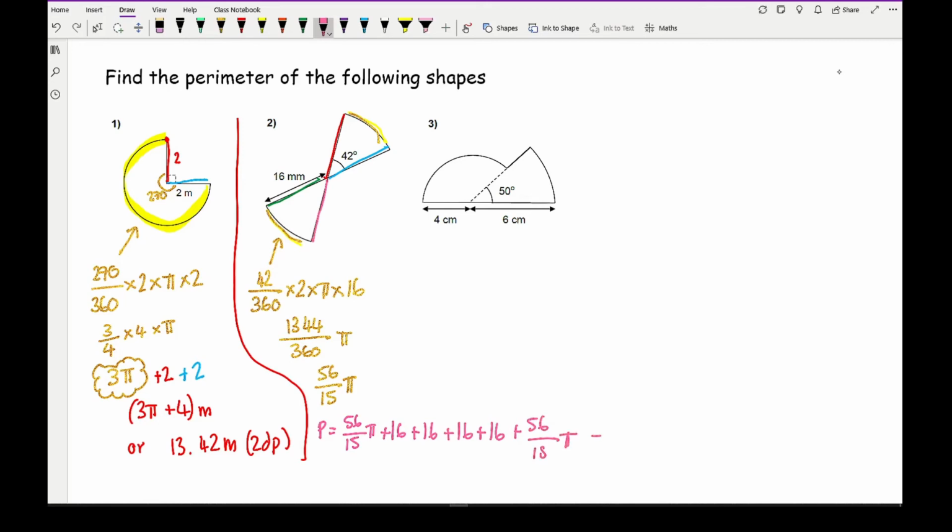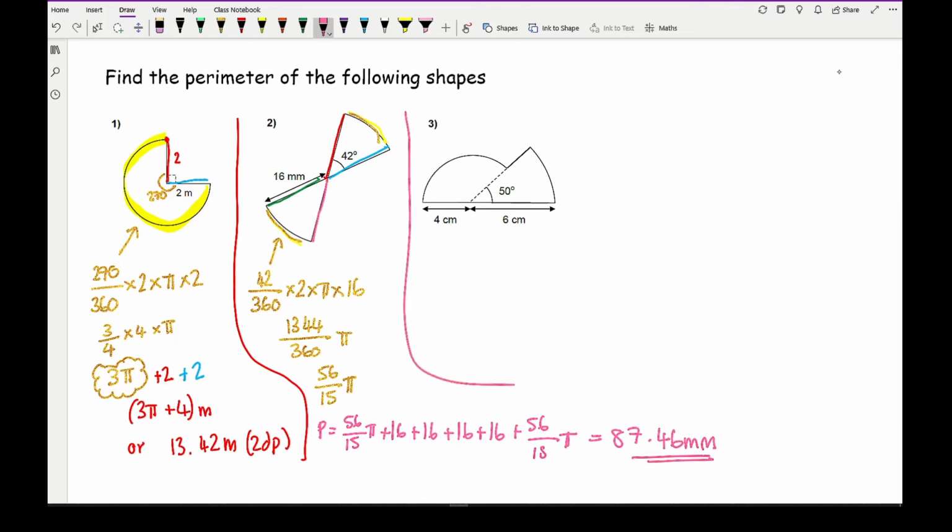And what I then need to do is type that all into my calculator. So 56 divided by 15 times 2 plus 32 plus 32 gives me a final answer of 87.46, and it's going to be millimeters, and there is my final answer for that one.